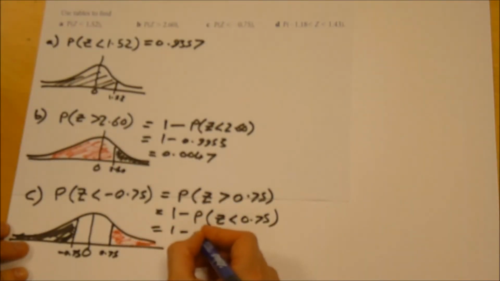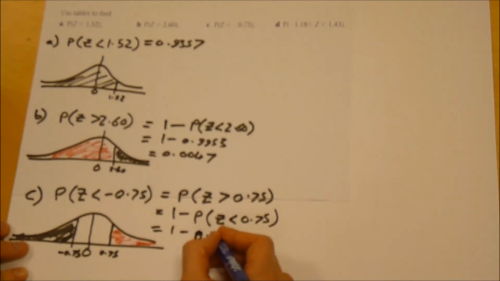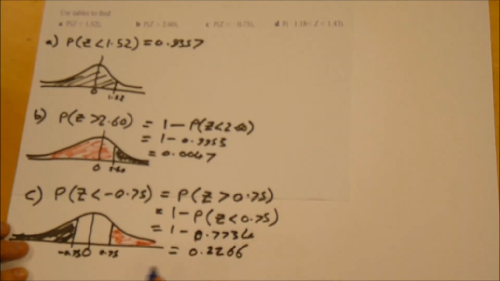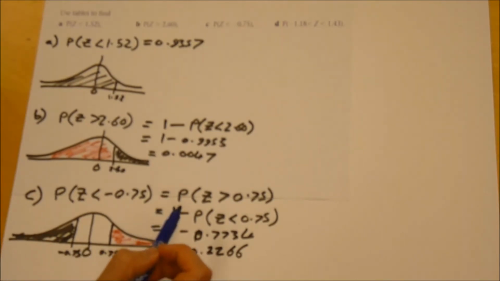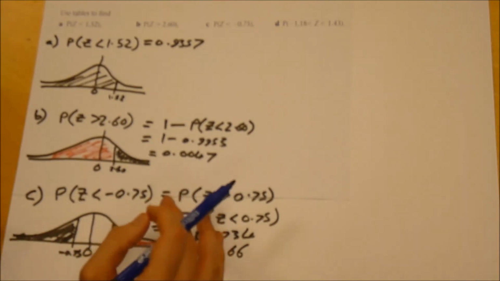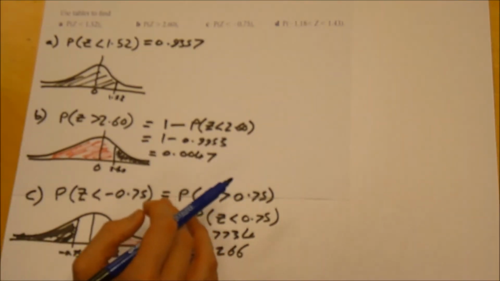Alright, again I bring in my table, I look up 0.75, I get my probability of 0.7734, so it's 1 minus the probability, 1 minus 0.7734, which equals 0.2266. So that's the probability that Z is less than minus 0.75, and also the probability that Z is greater than 0.75. Beautiful.